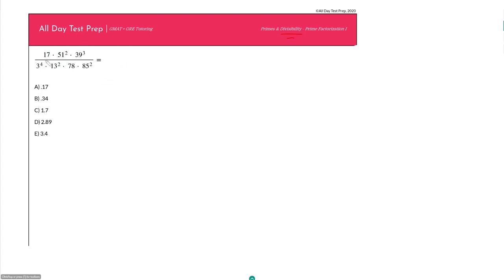So for a question like this, 17 is already prime, so can't do anything with that. 51 is 17 times 3, I believe. That seems to show up a lot on the GMAT, so I would know that, because if you have to fumble around for a bit to figure that out, you waste some time. Worth just sort of memorizing. 51 is 17 times 3. So 51 squared is 17 times 3 squared.